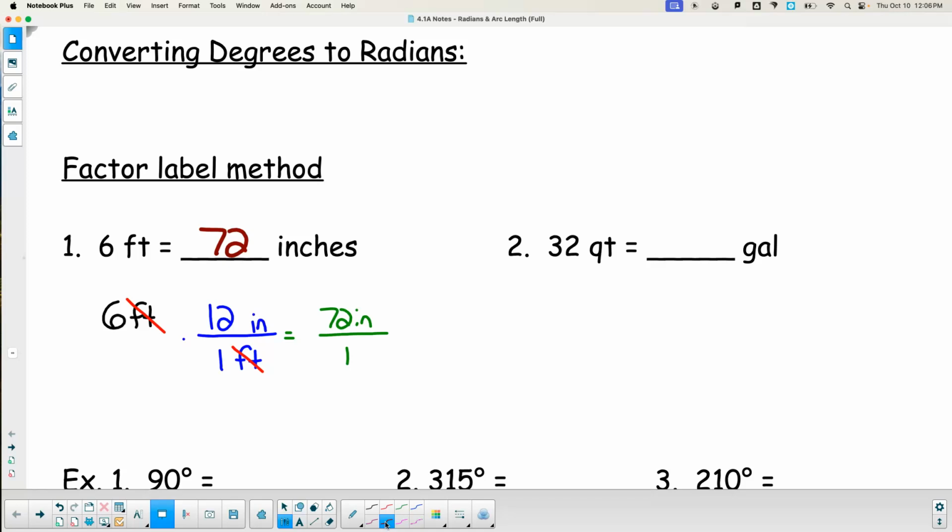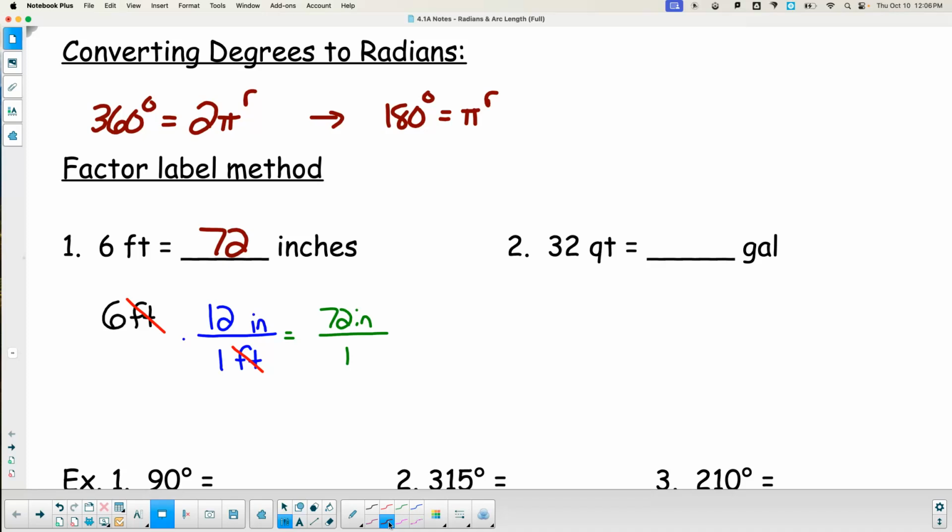The reason I show you that is because yesterday we learned that in a circle there is 360 degrees, and that is the same as 2 pi radians. So what we can do with that is divide both sides by 2, so that we get 180 degrees is just pi radians. And that's going to be the fraction that you use.